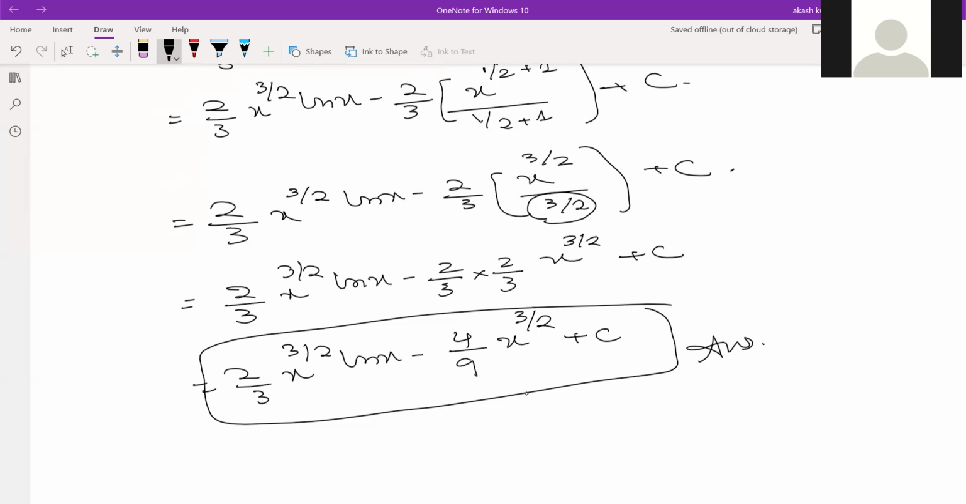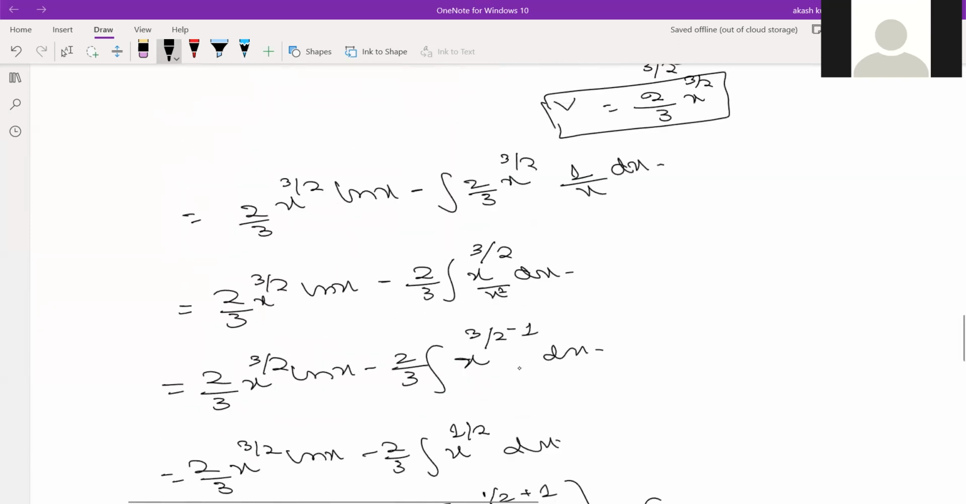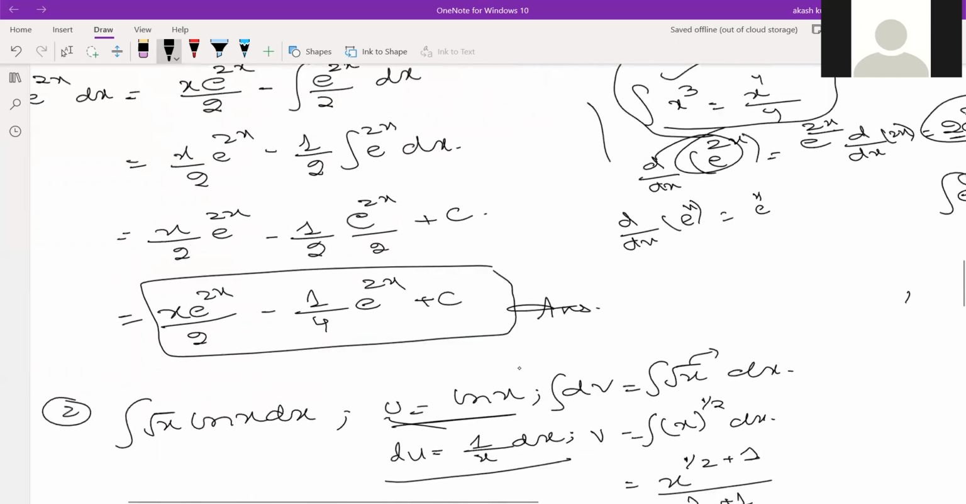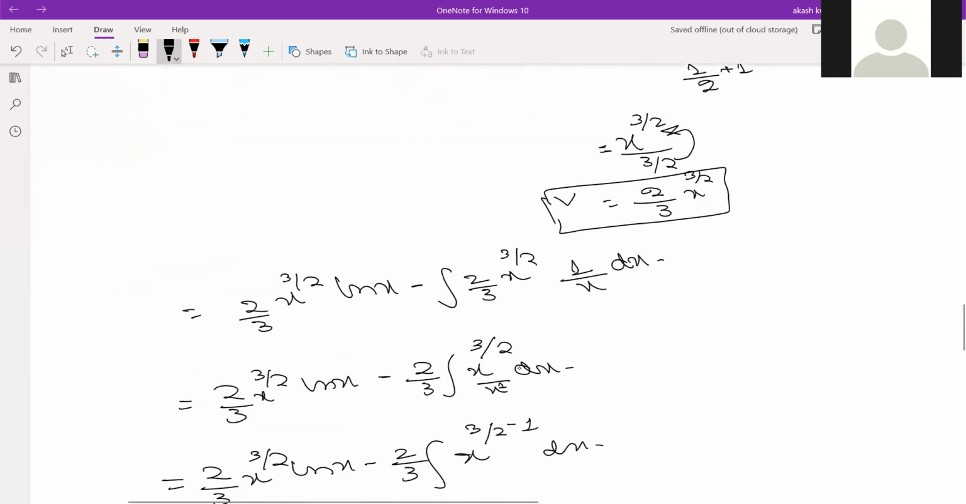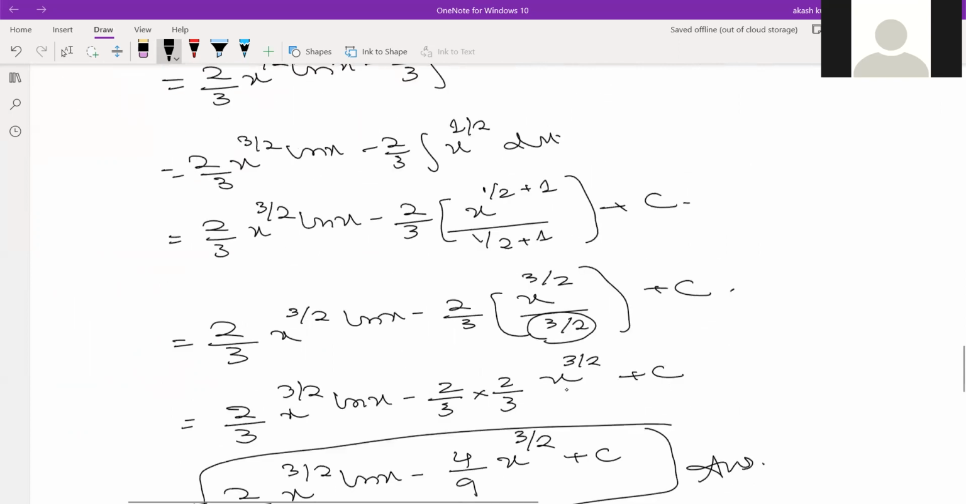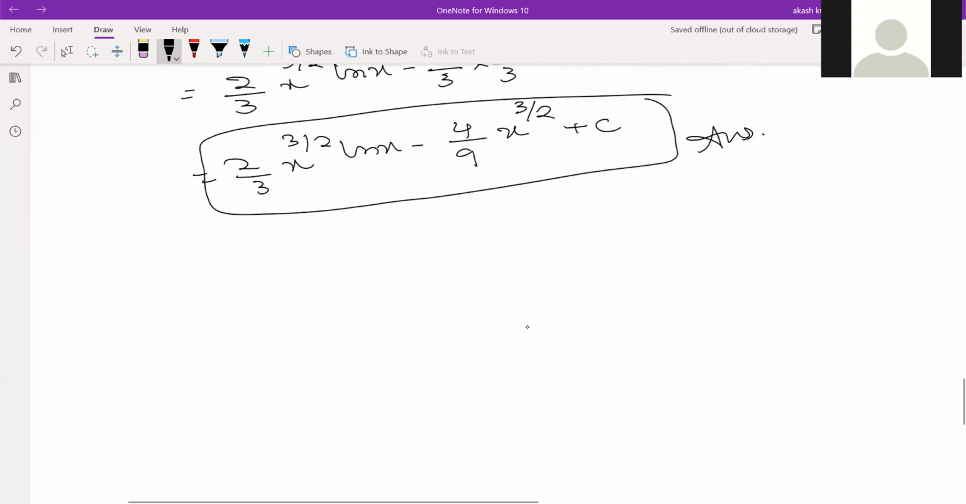What types of integration did we use here? In this question, we have used integration by parts. So far, we have only learned about integration by parts, and then we used some basic rules. In this question, we have only used the power rule of integration.